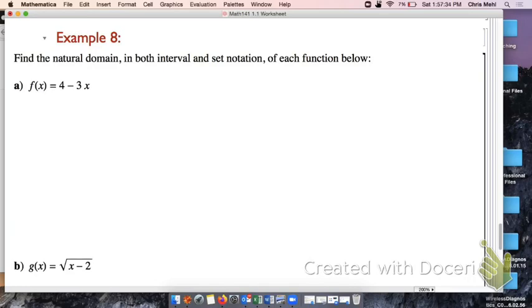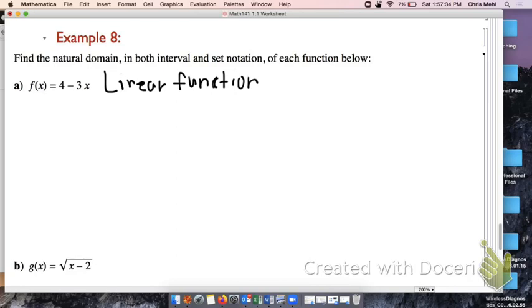4 minus 3x, turns out that this is what's called a linear function. Okay, the first function here, we're trying to find the domain and range. The first is called a linear function. We're going to learn about these in section 1.3. Okay. They're called linear because their graphs are lines.